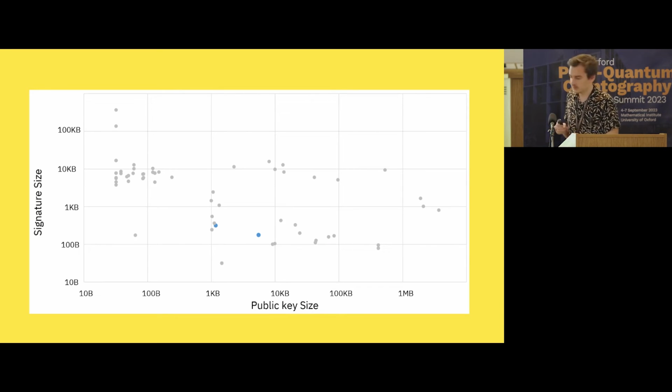This is again the graph with all the submissions. So you can see now we moved to the left. We have smaller public keys. We've also moved a little bit up because the signatures are a little bit larger. And maybe if you're wondering about that lonely dot there in the middle, that's Quartz. So they're really exceptional in the sense that they have very small signatures and public keys.